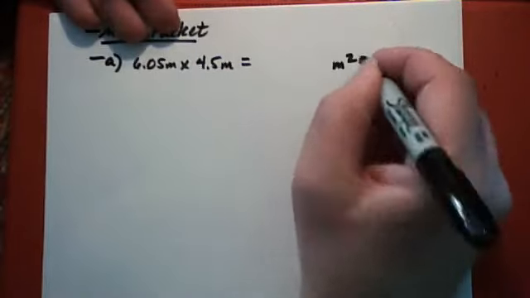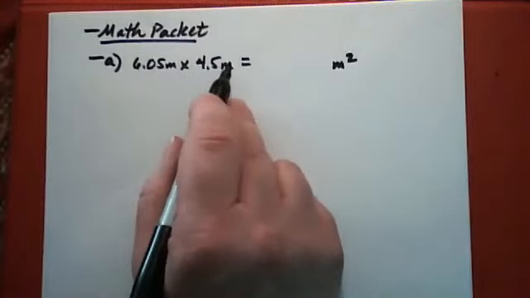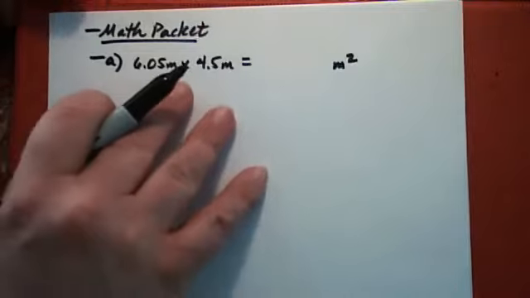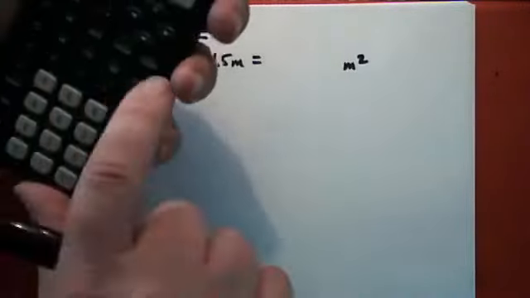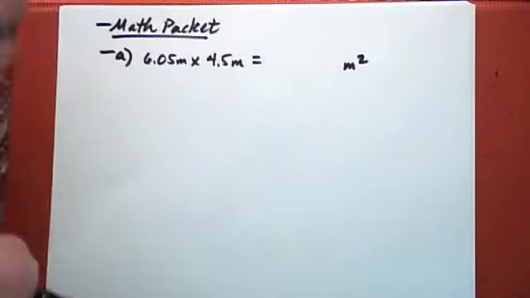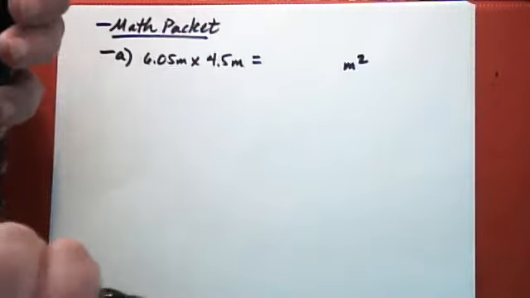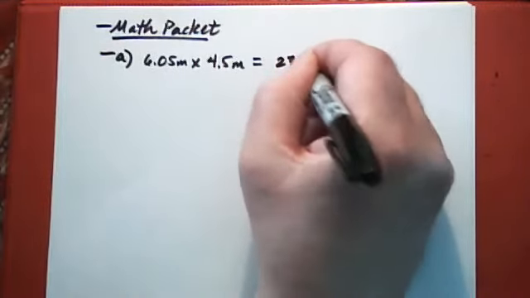Now, if we take 6.05 meters times 4.5 meters, the answer, first of all, is going to be in units of square meters, because remember, units act just like numbers when you multiply or divide them. So meters times meters would be meters to the second power. And if you take your calculator and take 6.05 times 4.5, what you get is 27.225.